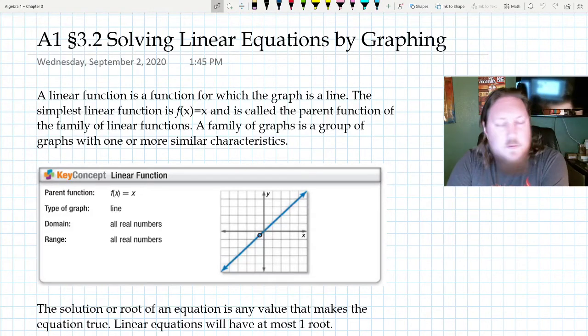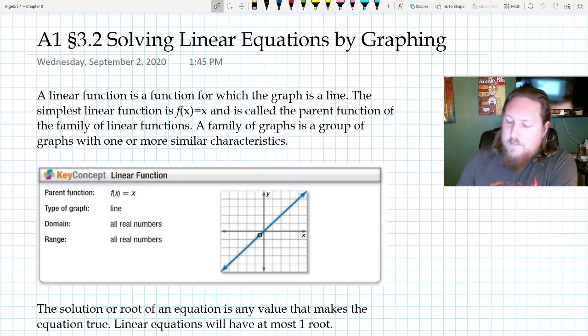Algebra 1, Chapter 3, Section 2, Solving Linear Equations by Graphing.